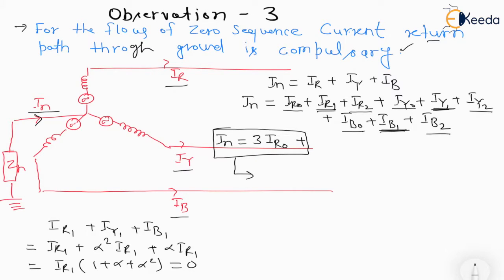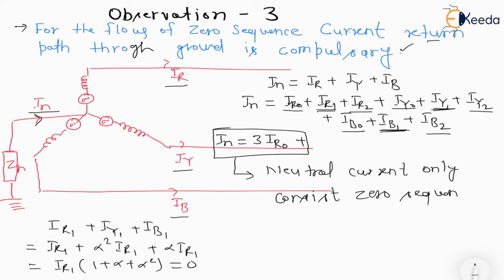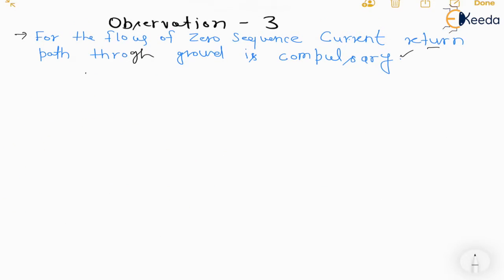What is the language meaning of this? IN is equal to 3 IR naught means the neutral current only consists of zero sequence current. So we can draw the sequence network independently with the load, then we will understand this observation. So if we draw the positive sequence network, it will look like this.